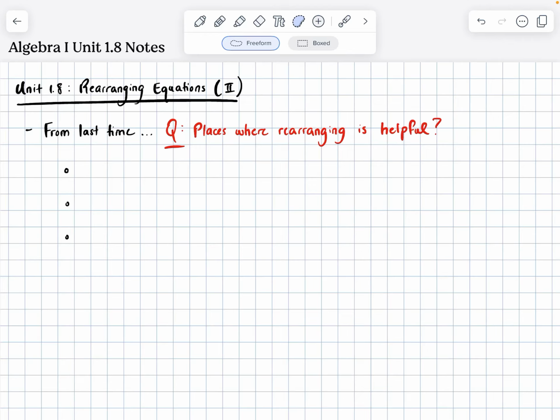What two places did we see that the ability to rearrange equations, rewrite them in slightly different ways, turned out to be useful or powerful for us? Take 10 seconds, remind me, go ahead. And stop.